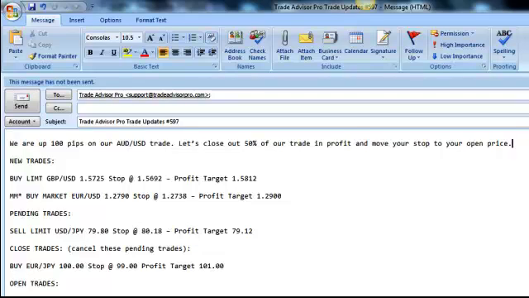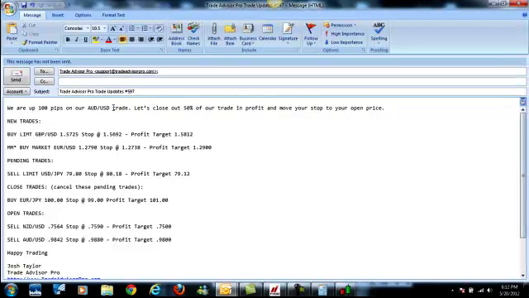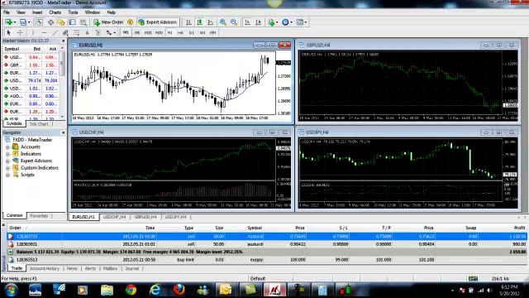Okay, so you'll see this a lot in our email updates, and I want to show you how to do that. Now, in reality, we're not up 100 pips on this trade. I just entered it 5 minutes ago, just so I can show you how to close 50% of your trade using the MetaTrader 4 platform. So here we are in a MetaTrader 4 demo account, and I'm going to scroll down. Actually, let's move these charts up. They're kind of in the way.